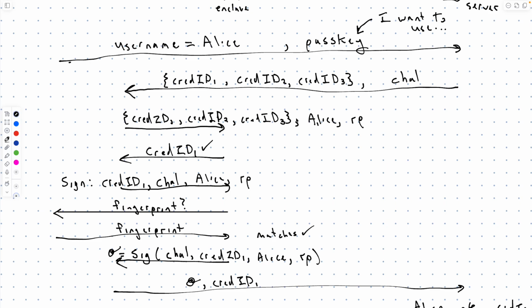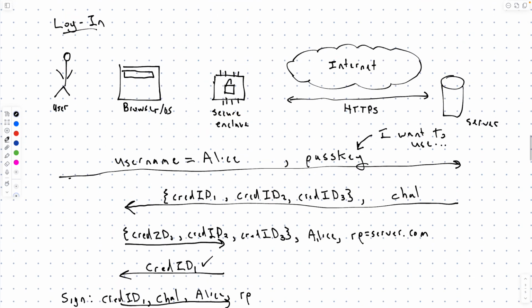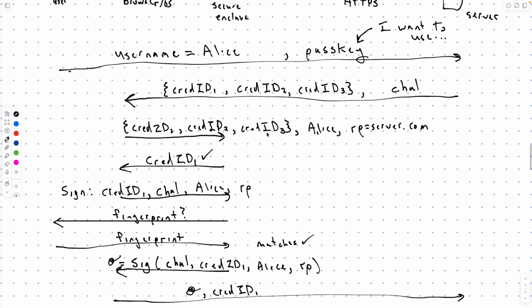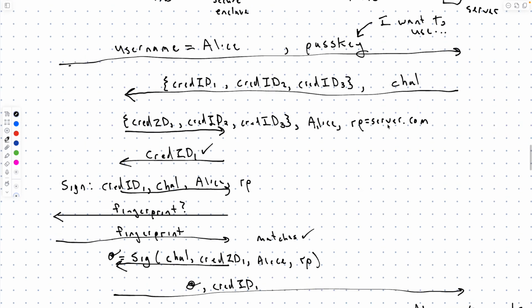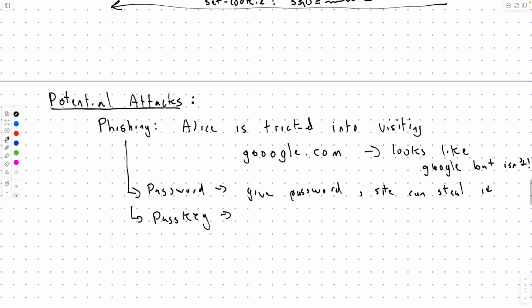Does the domain show up anywhere in this protocol? Yeah, so I didn't write it out. I wrote it out the first time, but I didn't keep writing it out. I'll write it out here just so it's clearer. So when the browser goes to the secure enclave and says, I have all these credential IDs, for username Alice and rpserver.com, do you have any passkeys for that site? The enclave will say, no, sorry, I don't have one for Google with 3 O's. I might have one for Google with 2 O's, but it doesn't match.